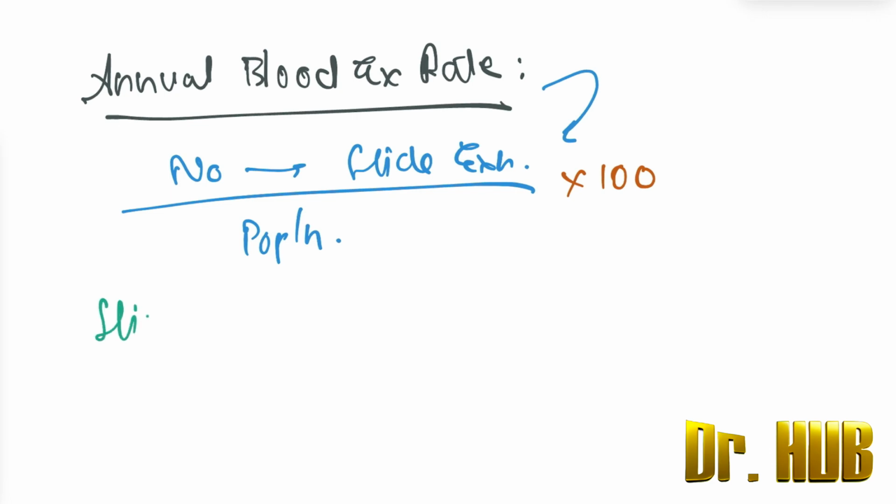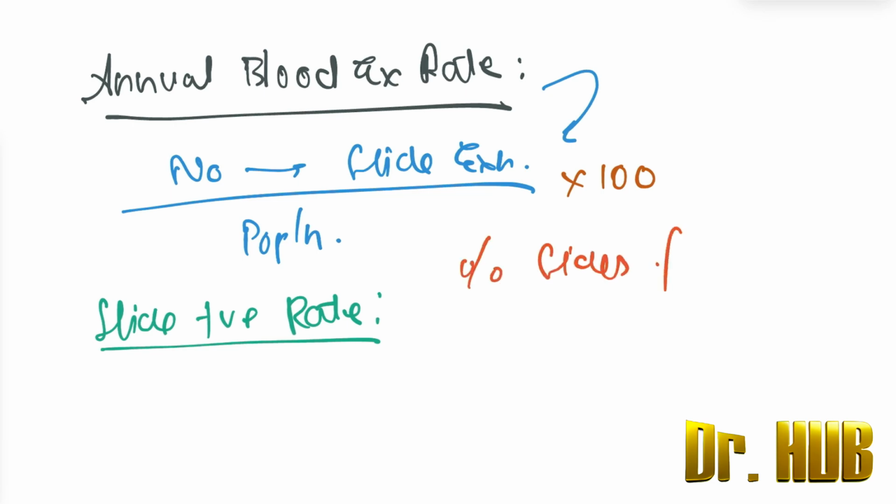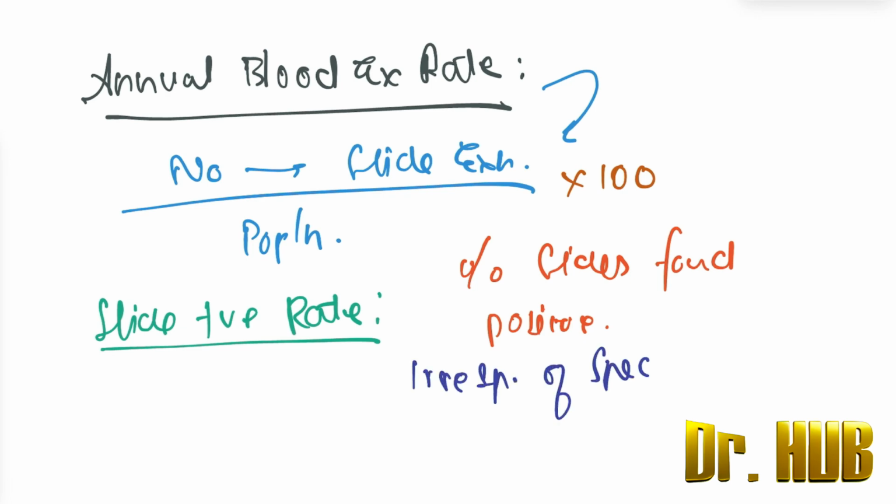Next, we look at the slide positive rate. So here in slide positive rate, it is the percentage of the slides found positive. So what are the slides which are found positive, and this is irrespective of the species.